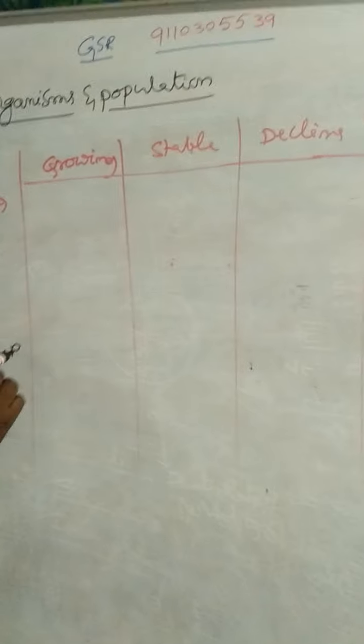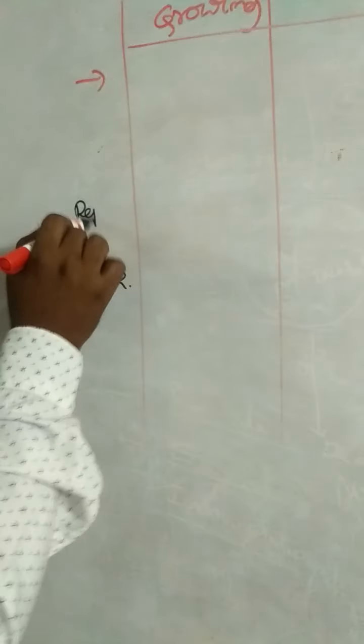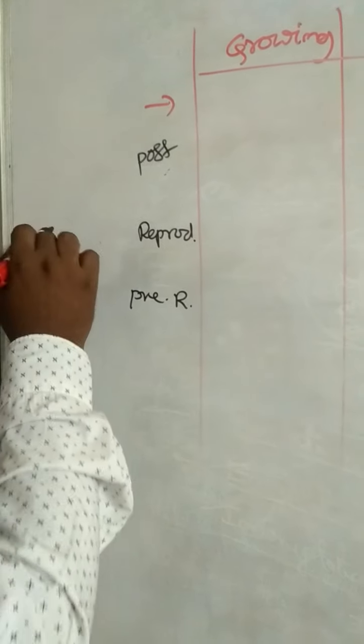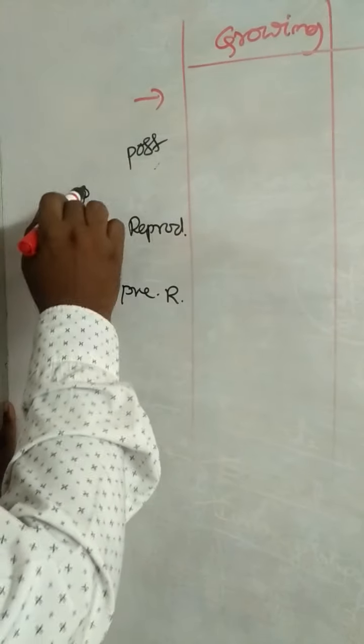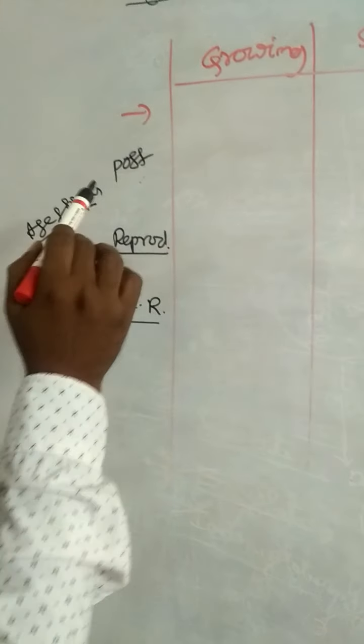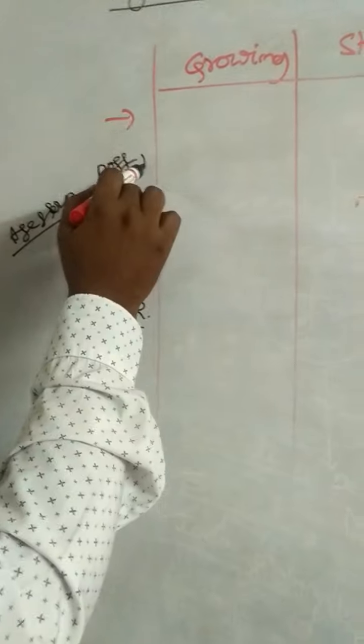In each population, there are three types of age groups: pre-reproductive age group, reproductive age group, and post-reproductive age group. What are the three types of age groups? Pre-reproductive, reproductive, and post-reproductive age groups.